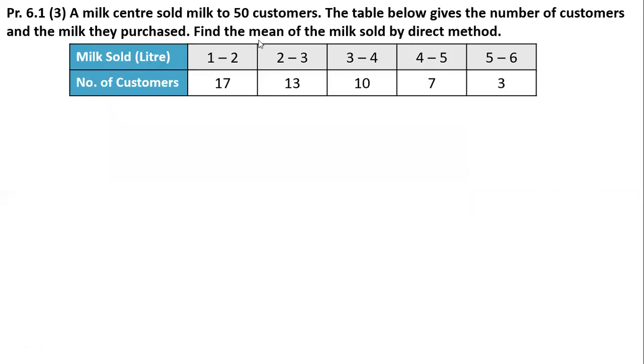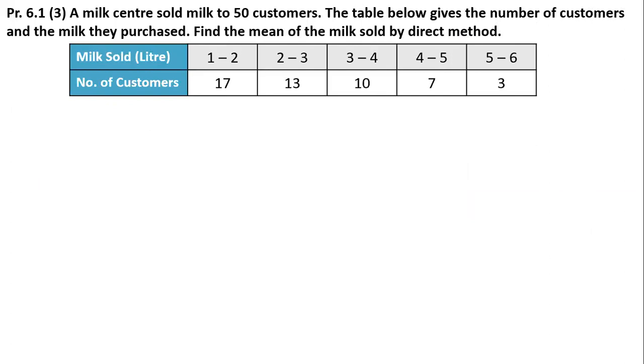A milk center sold milk to 50 customers. The table given gives the number of customers and the milk they purchased. Find the mean of milk sold by direct method. So kids, I have milk sold in liters with us, number of customers. We have to solve it by direct method.